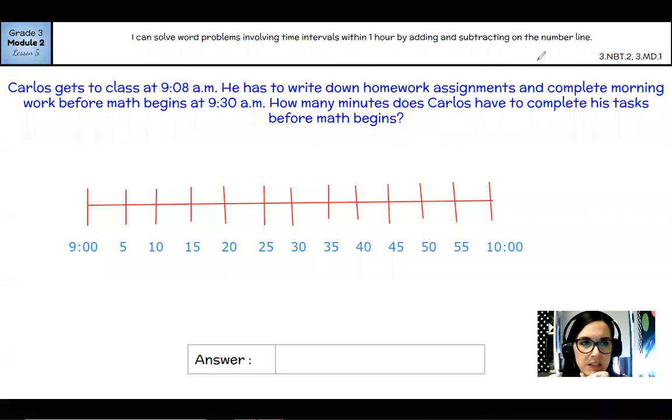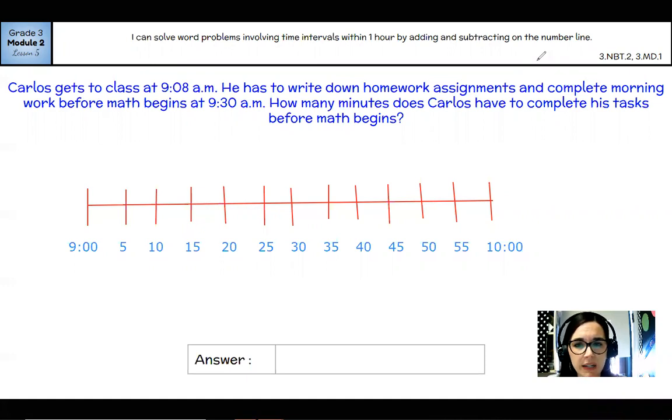All right, boys and girls, here's our first word problem today. Carlos gets to class at 9:08 a.m. He has to write down homework assignments and complete morning work before math begins at 9:30. How many minutes does Carlos have to complete his tasks before math begins?